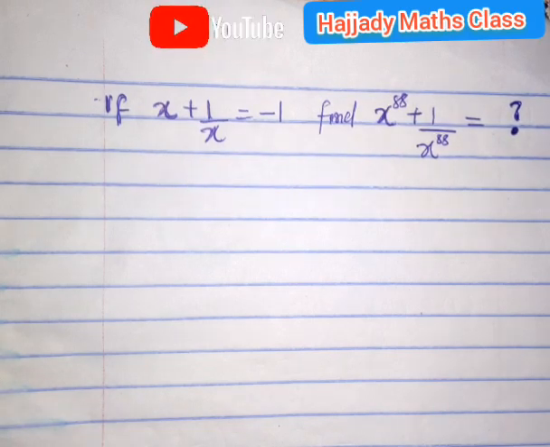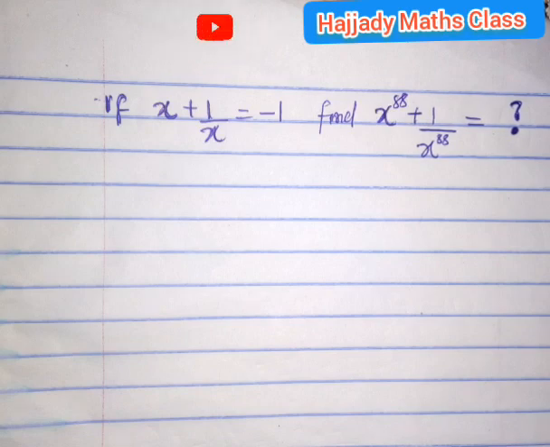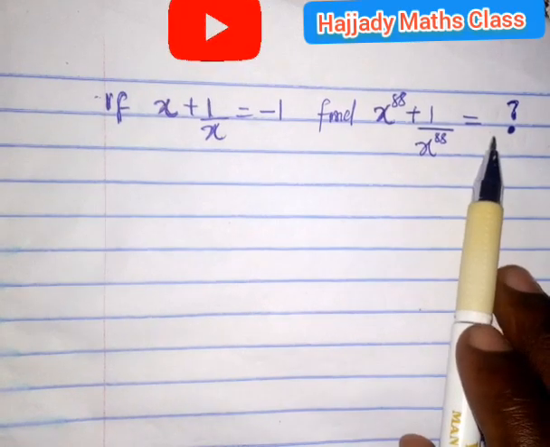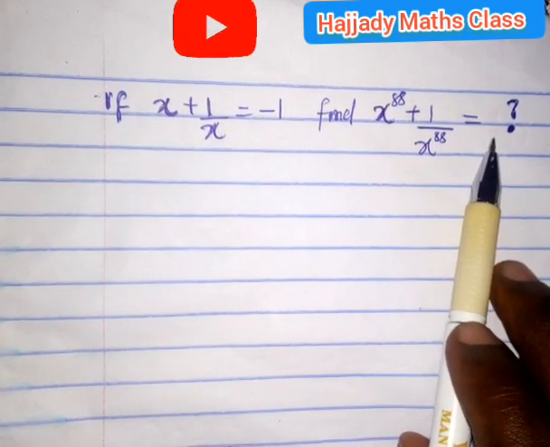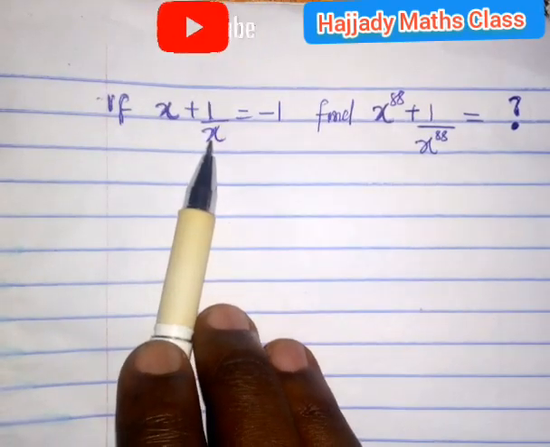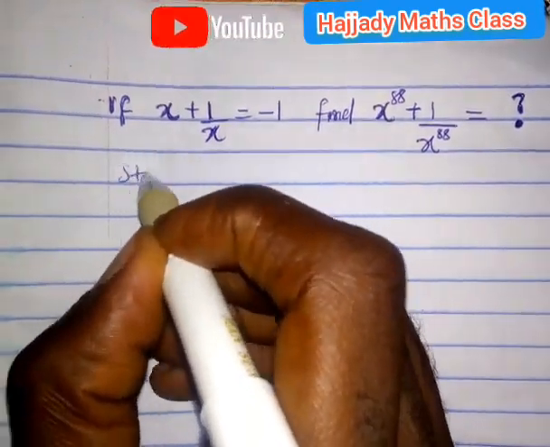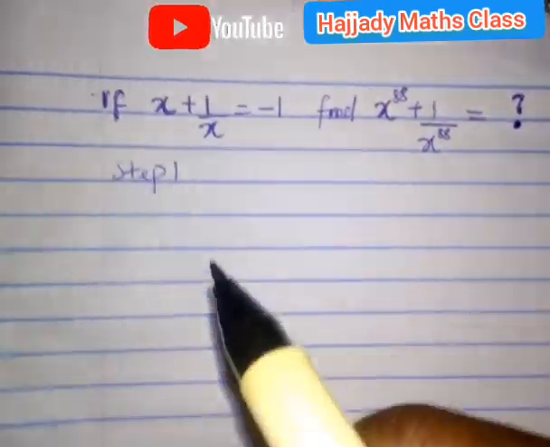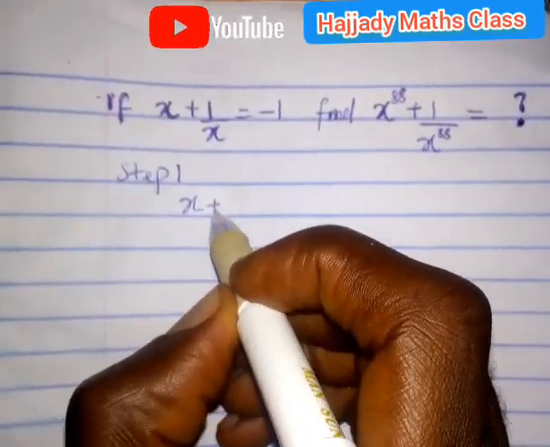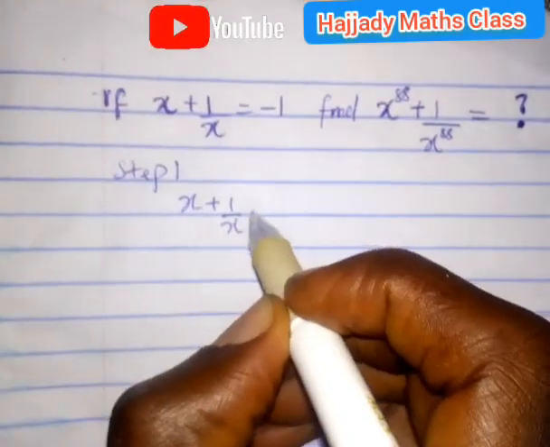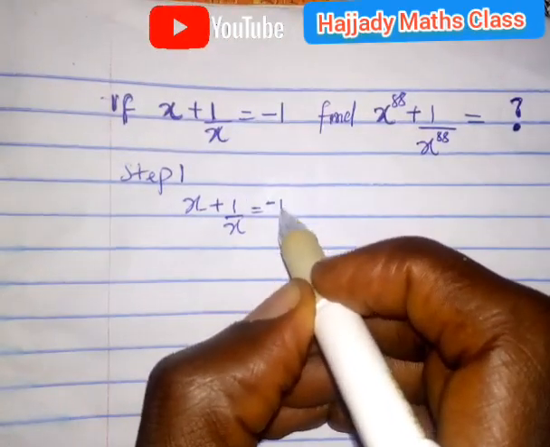Now looking at this, we have: if x plus 1 over x equals minus 1, find x raised to power 88 plus 1 over x raised to power 88. So this is unknown. The first step we are going to use here is to work on this first equation given to us. Step 1: we have x plus 1 over x equals minus 1.